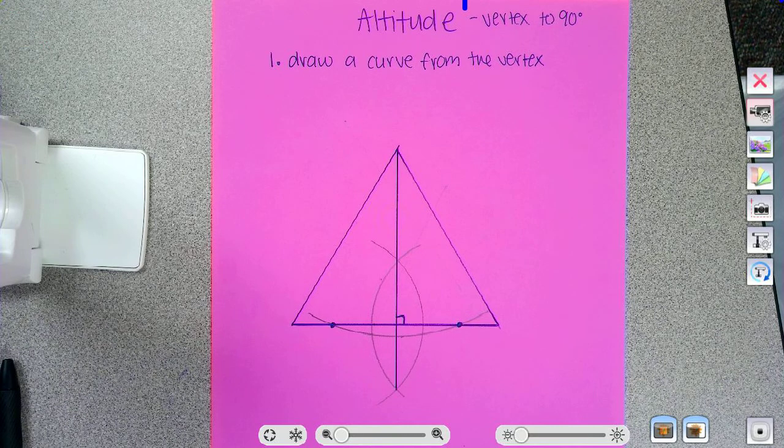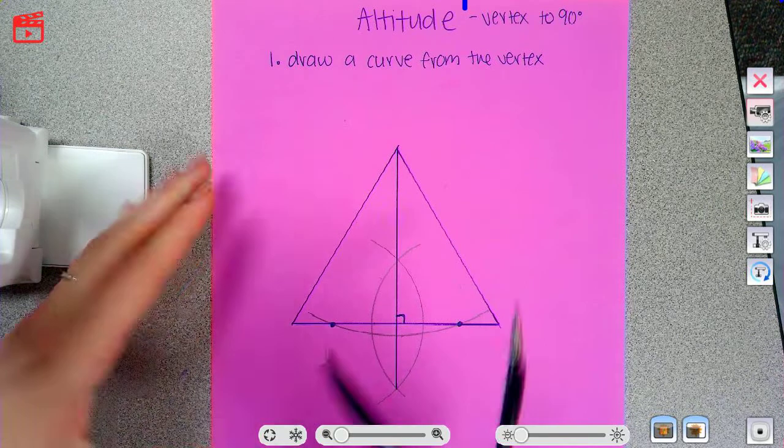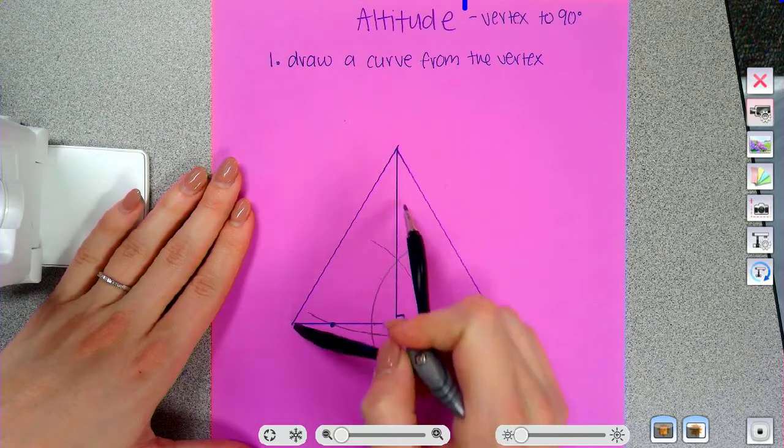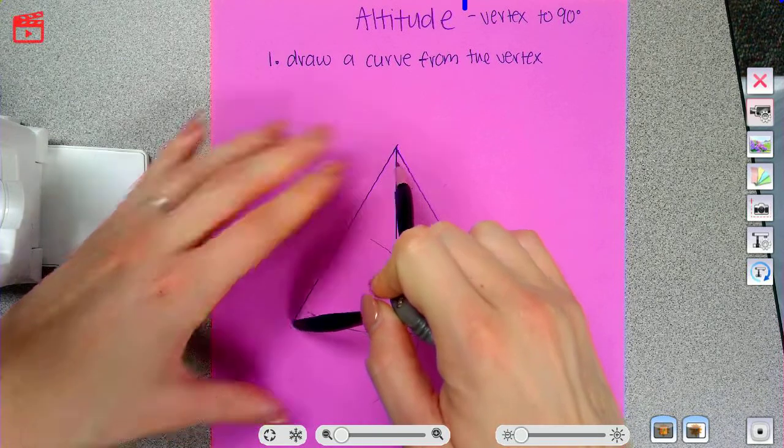Do y'all want to do one more? Altitude? I think we should. Okay, so I'm going to do this altitude across from it. And the first thing you have to do is make a curve. Oops.